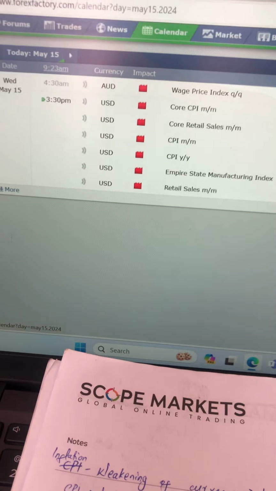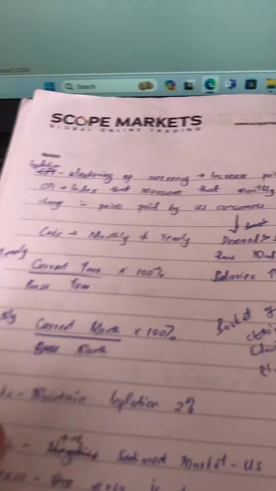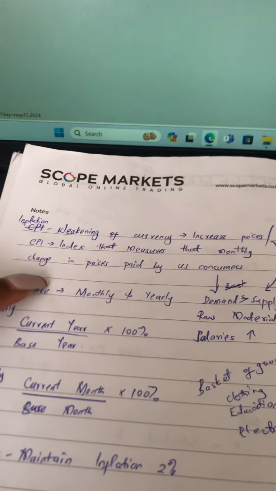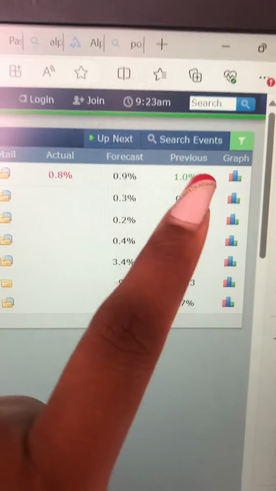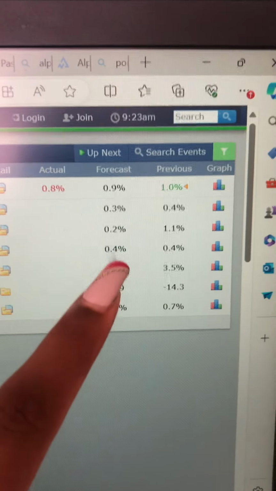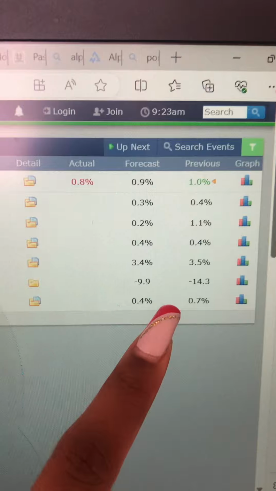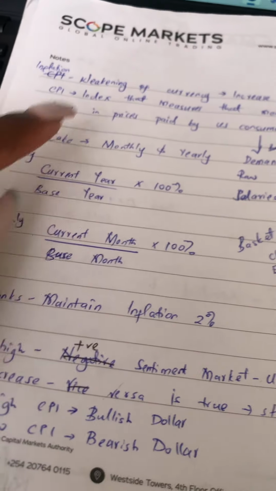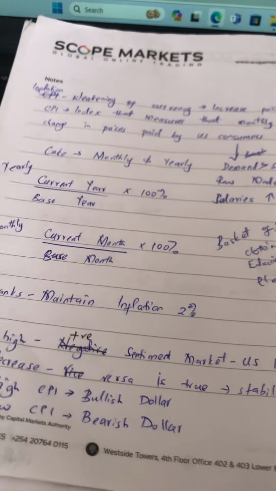So CPI means Consumer Price Index, and I've just noted down some few things over here. So this is CPI, and CPI is Consumer Price Index. And when the data is being released, we have the previous, forecast, and actual. So the previous data, this is the data which was released last month. The forecast is the data that the website is forecasting, and now the actual is the data which we are waiting for today. So CPI, it's the index that actually measures the monthly change in prices paid by consumers.